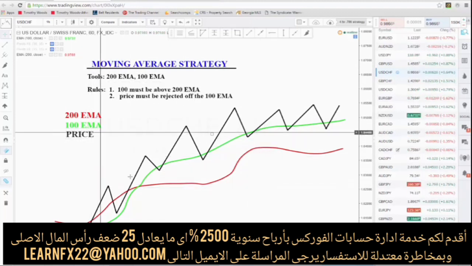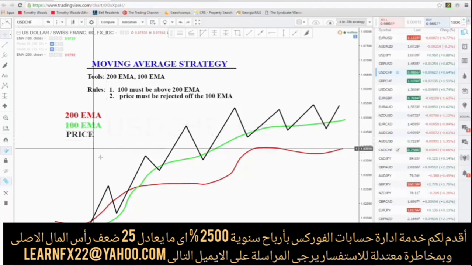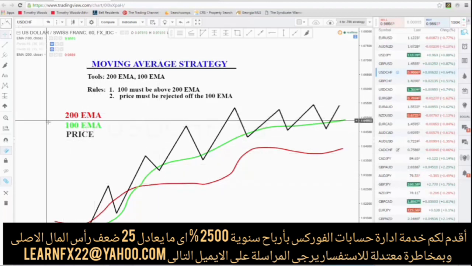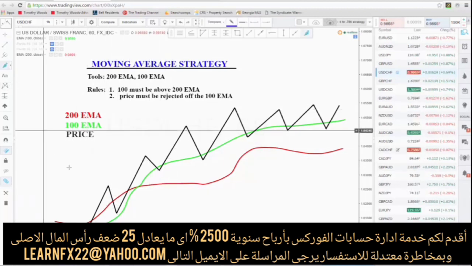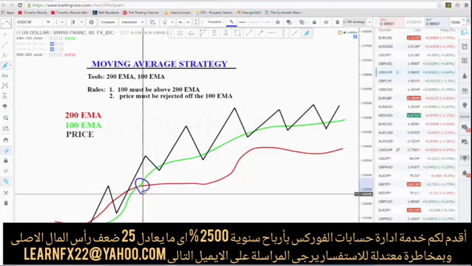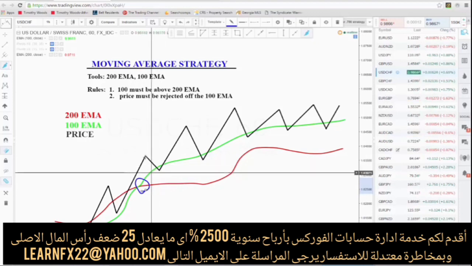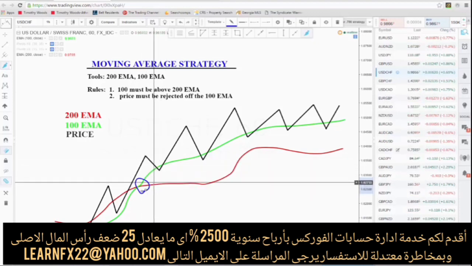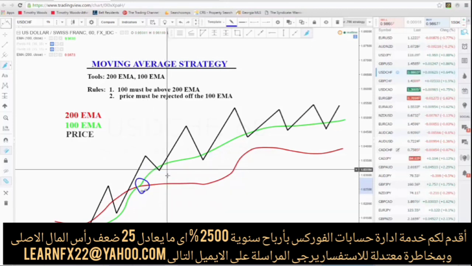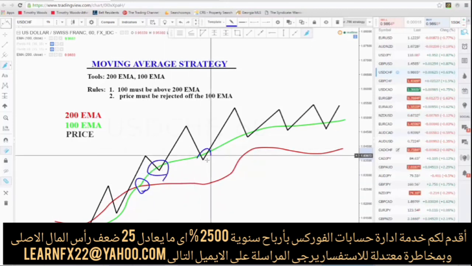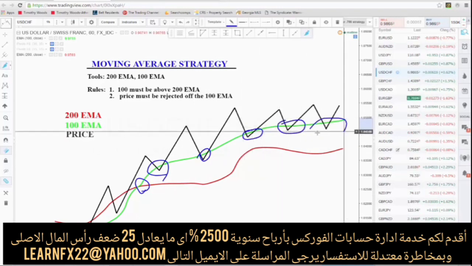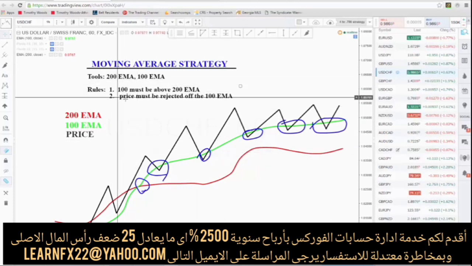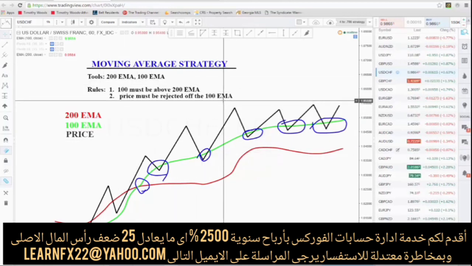So what we're really waiting on, our green line here is labeled as our 100 EMA, our red line is going to be our 200 EMA, and black is going to be price action. So what we're waiting on is the green to go above red. We get that here. Now what we would be doing is entering a position every time the market is rejected off of the 100 EMA, which is our green line. So that would be right here would be an entry, right here would be an entry, right here would be an entry, here and here. Those would all be entries according to the tools we have and the rules that we've set forth around those tools in order to make a strategy.